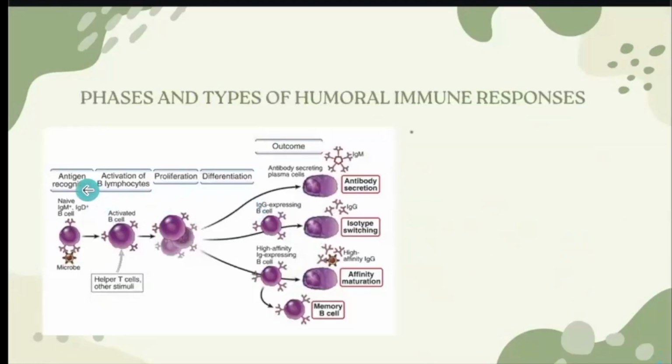Phases and types of humoral immune responses. The process begins when mature naive lymphocytes, B lymphocytes, recognize an antigen through the BCR. The B lymphocyte then activates upon recognition of the antigen and proceeds to proliferate and become an effector cell. Following this process, they also differentiate into plasma cells and memory cells.